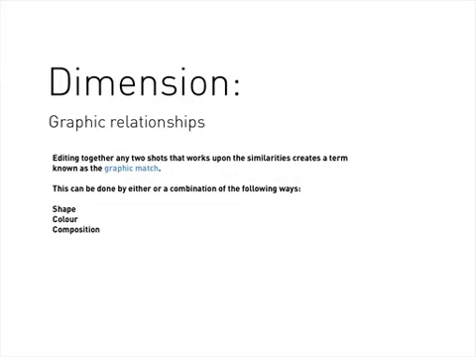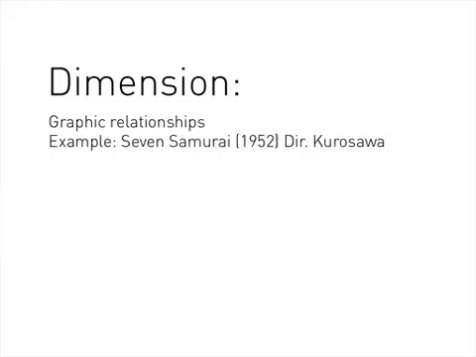Graphic relationships. Editing together any two shots works upon similarities, creating a term known as the graphic match. This can be done either by a combination of the following ways: shape, colour, or composition. Now, those that have been in the Edward Scissorhands group, you've seen an exact version of that. Now, I'll show it to everybody eventually. The first one we have is Seven Samurai. I'll come back to that after the break.